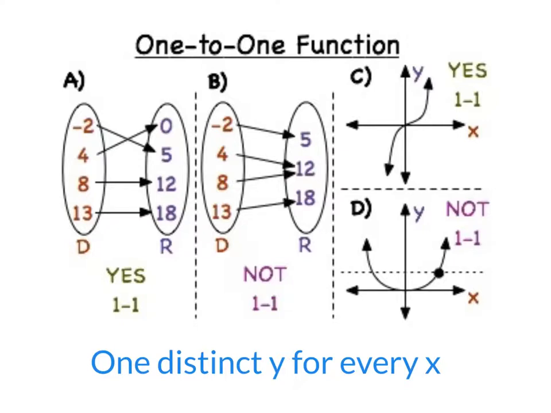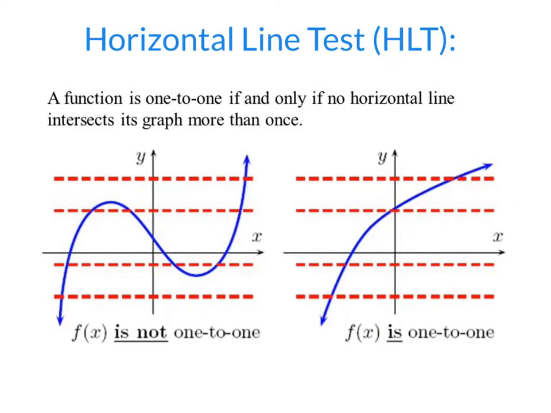If I was to look at a graph of a function, this is a cubic function, this is one-to-one because there is one x for every y. Nothing overlaps as far as a y is concerned. And then for a quadratic, although it's a function, it's not one-to-one because for every x here, we don't have a distinct y.